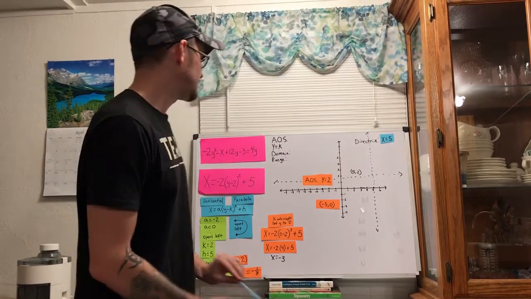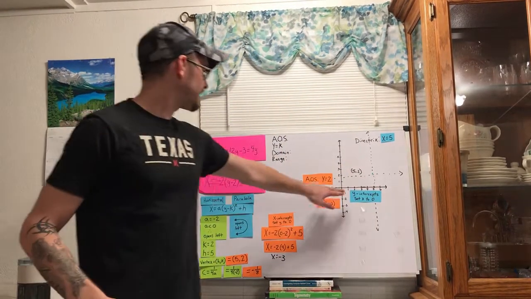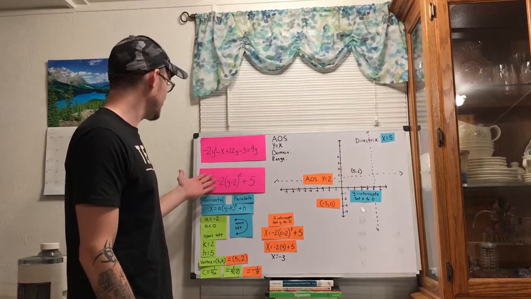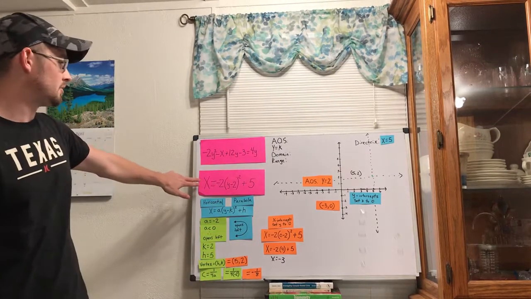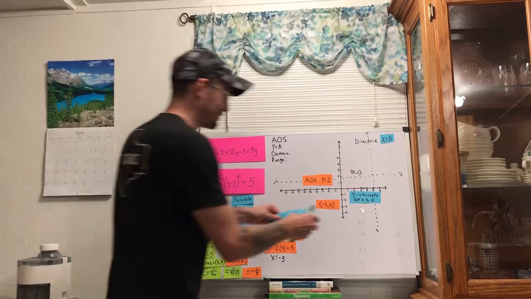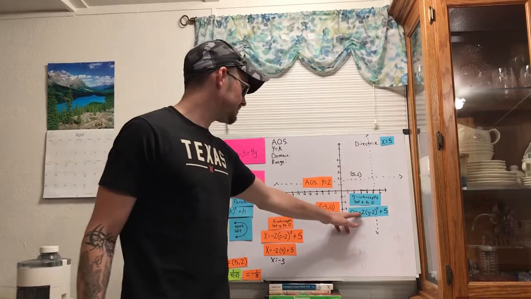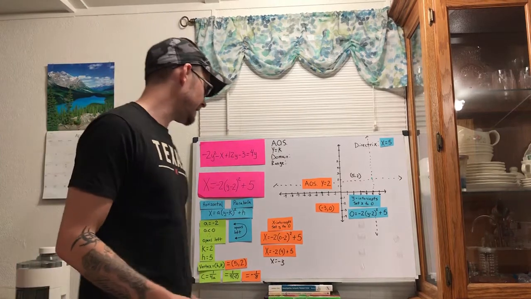To get our y-intercepts, we need to set x to 0. So, using the exact same equation, I'm going to set x to 0. So, 0 equals -2 multiplied by y minus 2 squared plus 5.